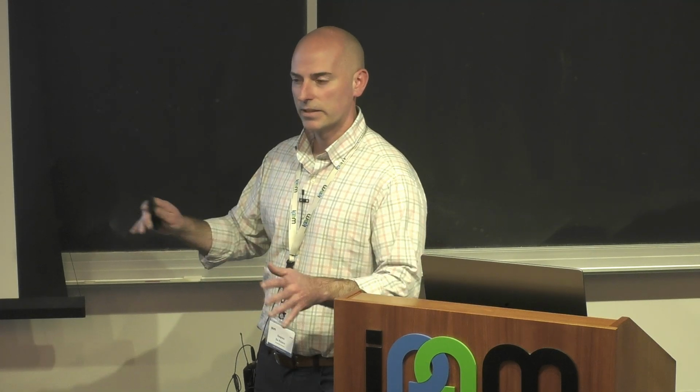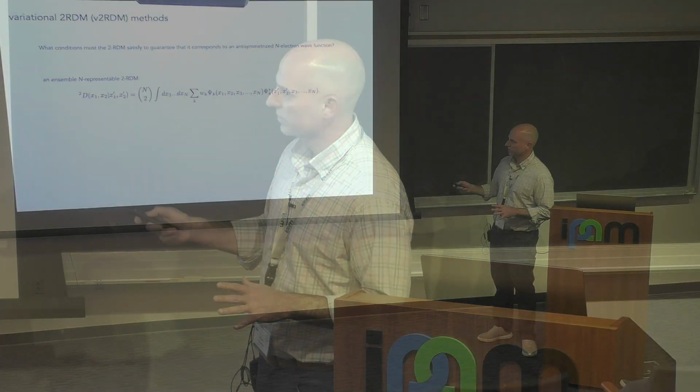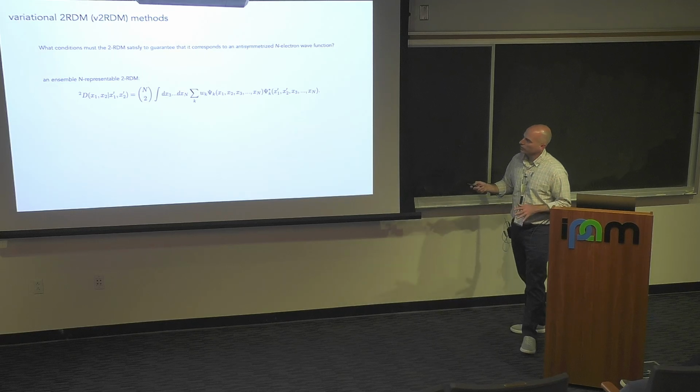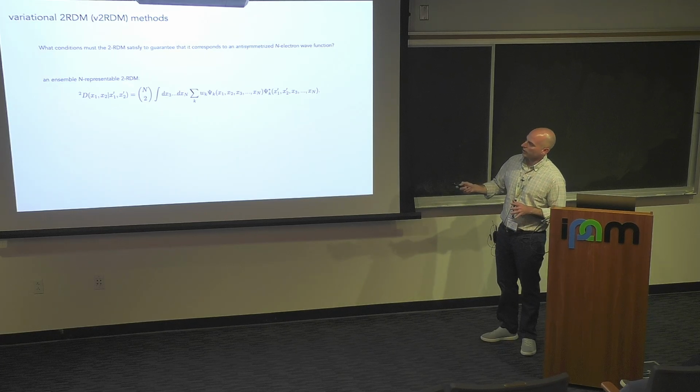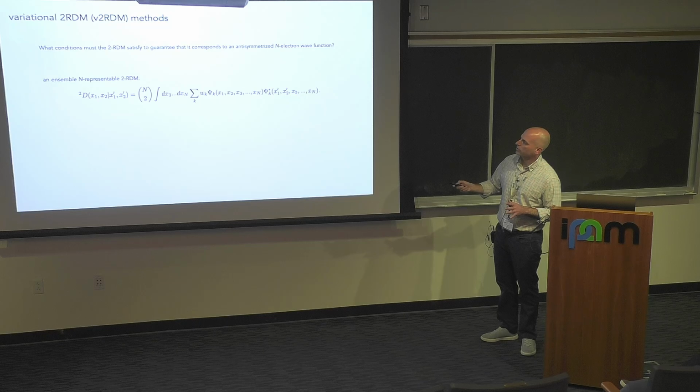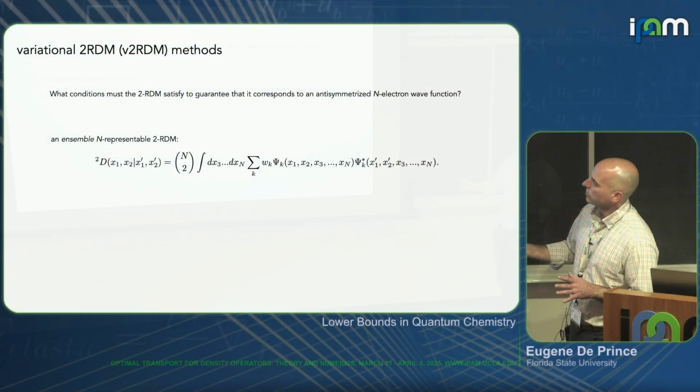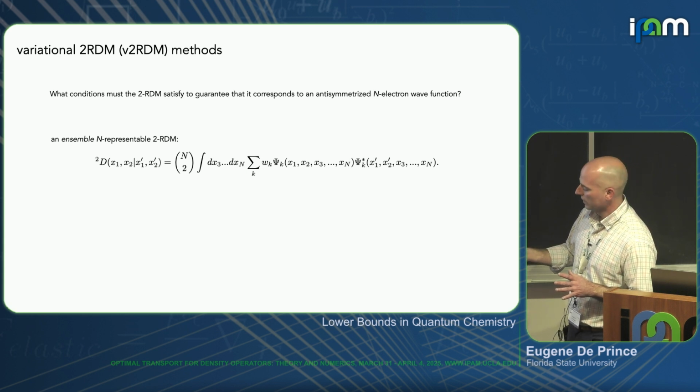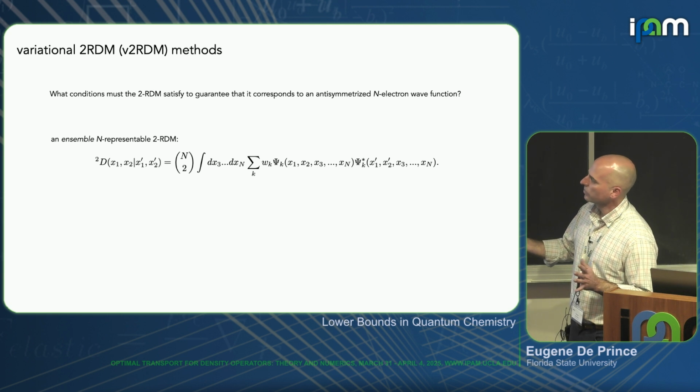I'm going to cast things, I'm going to describe things in a slightly different way today. So here's the formal definition of an ensemble N-representable 2-particle matrix. It's obtainable by integrating out all but 2 electrons from a sum of N-electron density matrices, where these weights are non-negative. So this is an ensemble of density matrices. I've integrated out all but 2 electrons. This is a great definition, but it's useless in practice because it requires knowledge of the wave function.